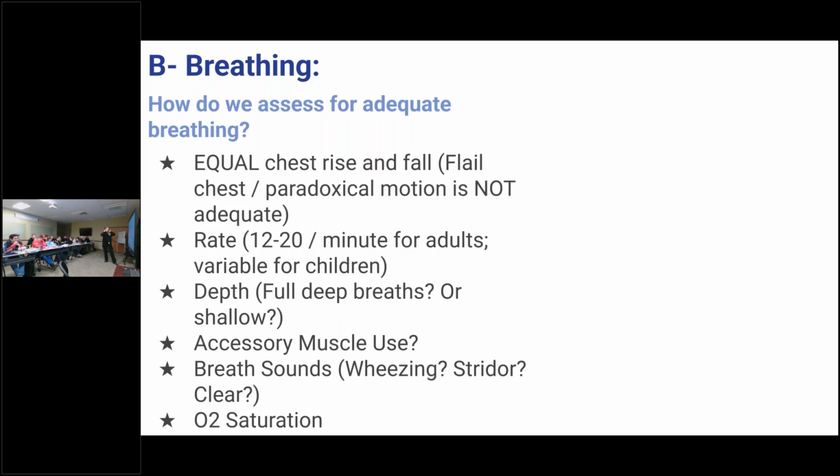We can listen to their breath sounds. So if we hear wheezing, stridor, rhonchi, those things might indicate that we don't have adequate breathing. And then we can also look at their O2 saturation, but that's really the last thing that we want to look at, right? We might have a good O2 saturation, but there might be problems reflected in that number, right?